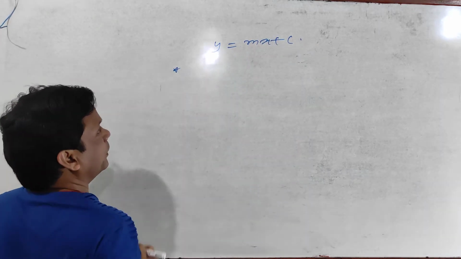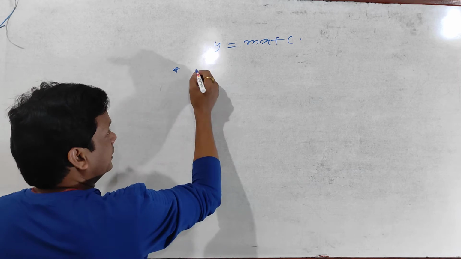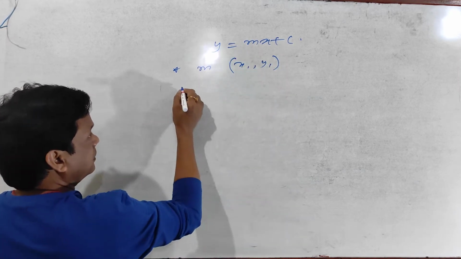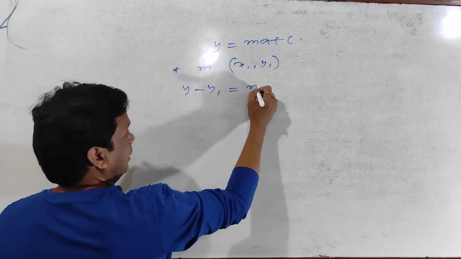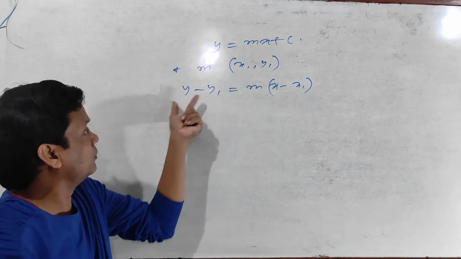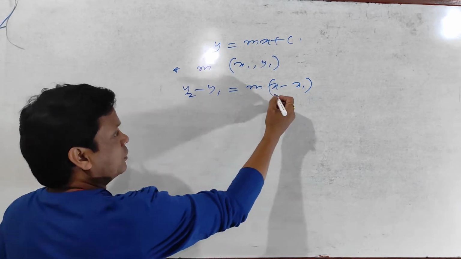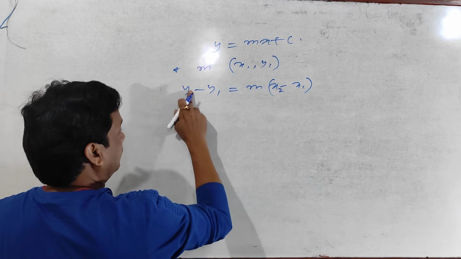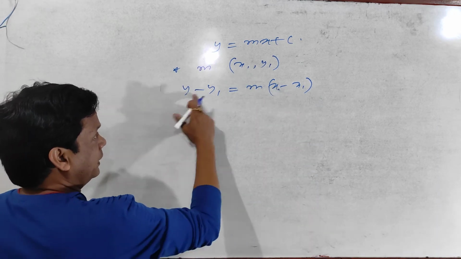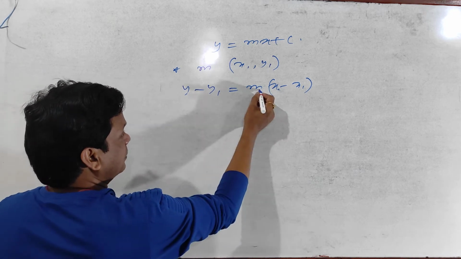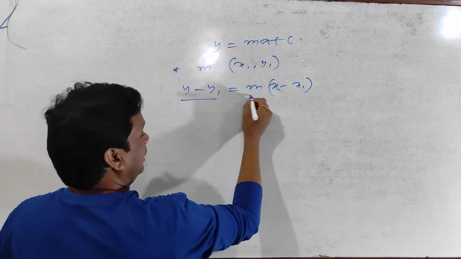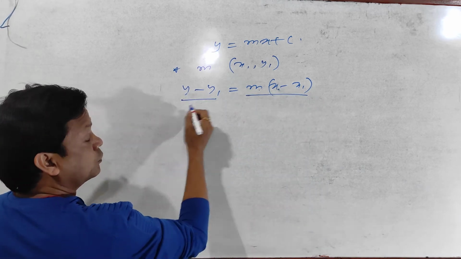Okay, now what is the slope-point form? The slope is m and the point is (x1, y1), and the slope-point form is y minus y1 equal to m into (x minus x1). Simply, this is nothing but m equal to (y2 minus y1) divided by (x2 minus x1), but in place of y2 and x2 we are taking y and x. So m equal to (y minus y1) divided by (x minus x1). Cross multiplying, y minus y1 is m into (x minus x1). This is the slope-point form.